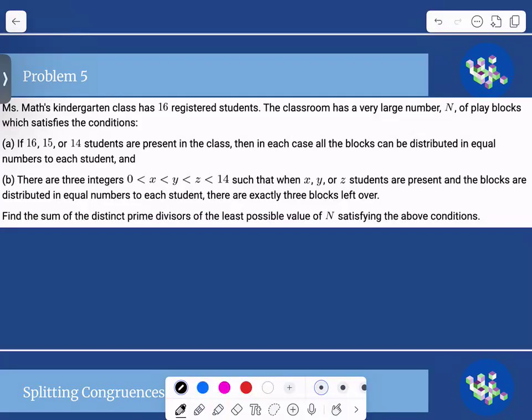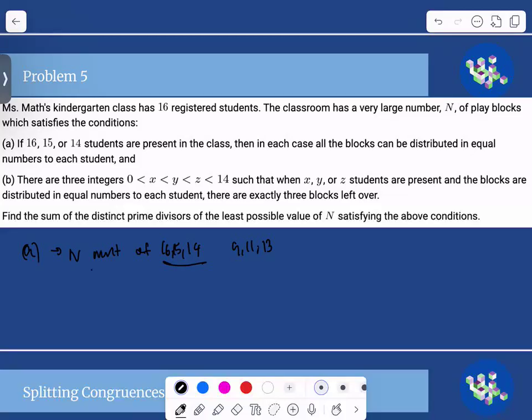First of all, this first condition states that n is a multiple of 16, 15, and 14. Because it's a multiple of each of these numbers, this makes it a multiple of every positive integer under 14, except for 9, 11, and 13. And that forces a value of x, y, and z, because these are the only possible values such that the remainder is not 0 when you divide by it.